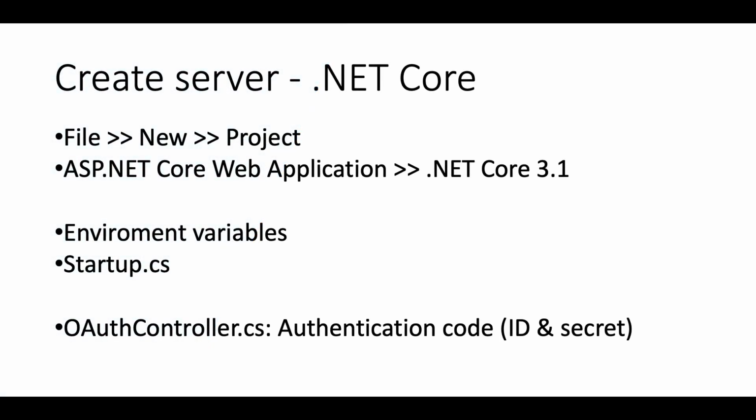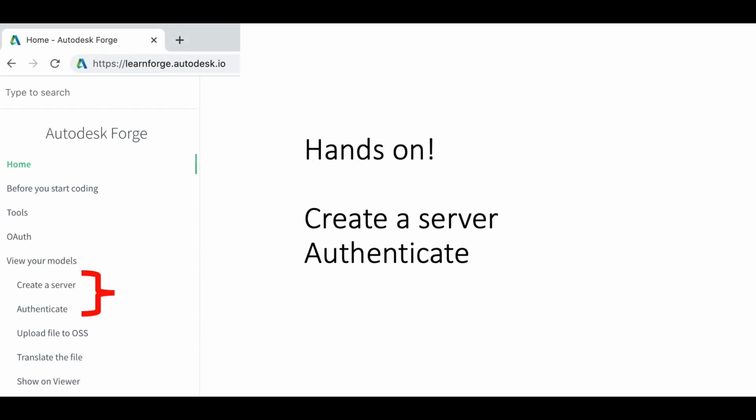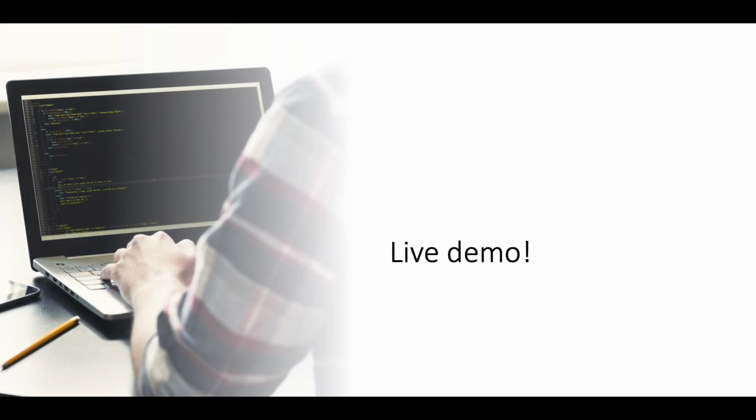In this section, we are going to create a server for .NET Core. We're going to use the File, New Project option on Visual Studio. Select ASP.NET Core Web Application and .NET Core 3.1. Then set up all the environment variables and adjust the Startup.cs. Finally, create the OAuthController.cs that will hold the authentication code, the ID and secret. These are the sections of the tutorial we are doing right now. So let's go to the live demo.